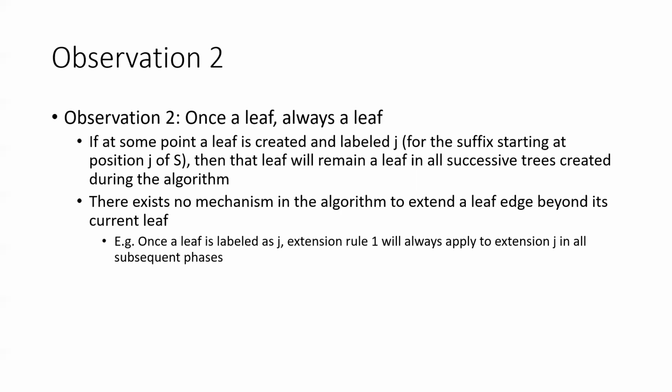Now the path label of the leaf might become extended, like in rule 1, where we just append the last character, the I+1 character. So again, the leaf path label might get extended, or the leaf edge label, but it's always going to be staying a leaf, right?